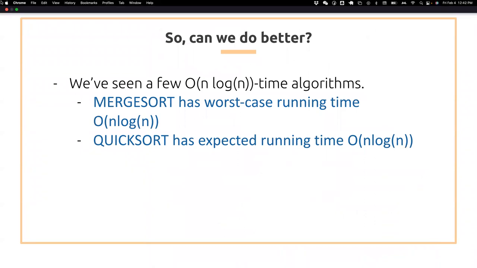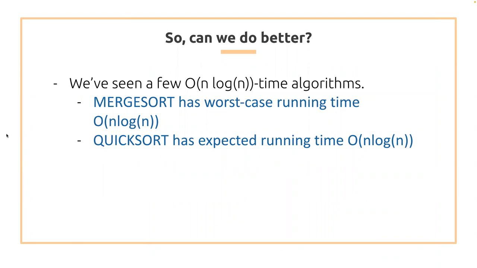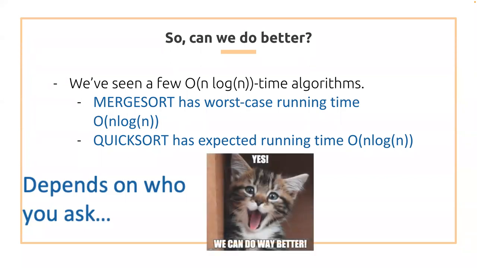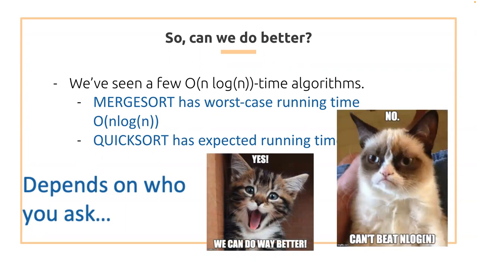But one question that should come to mind, we might have to go into Monday a little bit, maybe not, is whether we can do better than n log n. Because so far, even QuickSort, which in practice is linear a lot of times, the expected running time is n log n, okay? QuickSort is expected n log n. And really here, it kind of depends on who you ask, okay? There are two opinions. There are people that say, yes, we can sort faster than n log n, faster than merge sort, and there are people that say, no, you can't beat n log n.